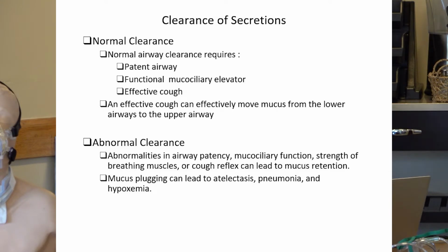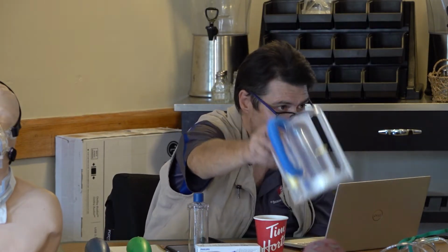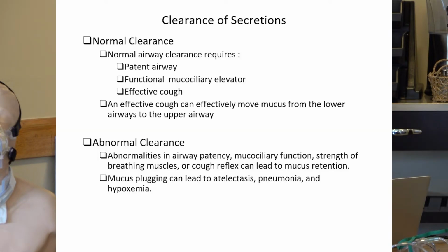Normal clearance requires two things: a patent airway and a functioning mucociliary elevator. An effective cough can move secretions from the lower airway to the upper airway more effectively than anything else you do. So no matter what you're doing, including this, it is meaningless unless the patient can cough. Okay? So that's normal clearance. Abnormal clearance is abnormalities of the airway, mucociliary function, or strength of the breathing muscles. A weak cough reflex can lead to mucus retention. Mucus plugging can lead to what? Atelectasis, pneumonia, hypoxemia.